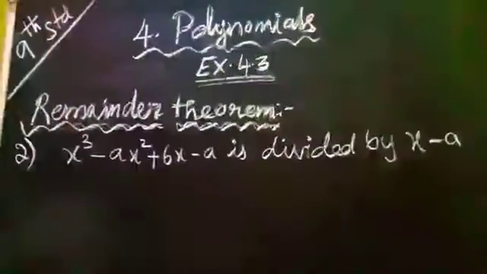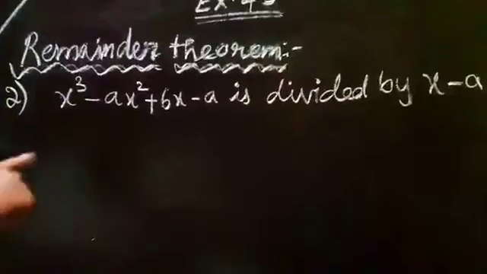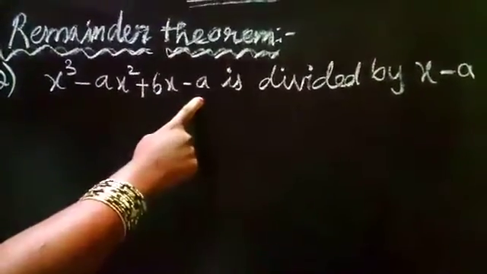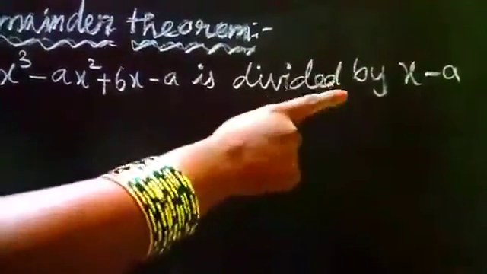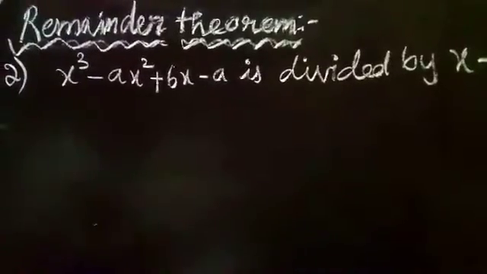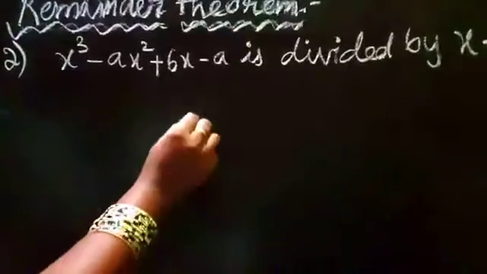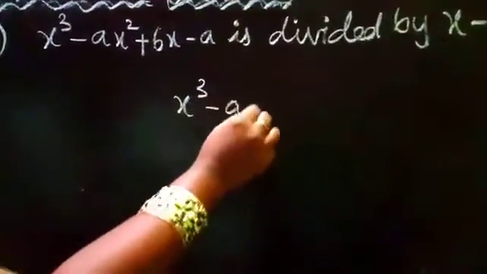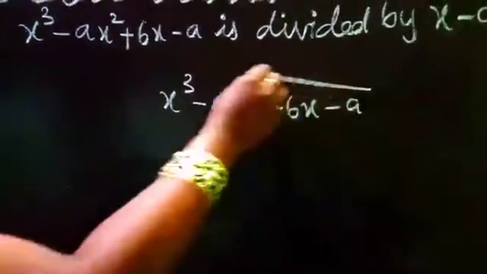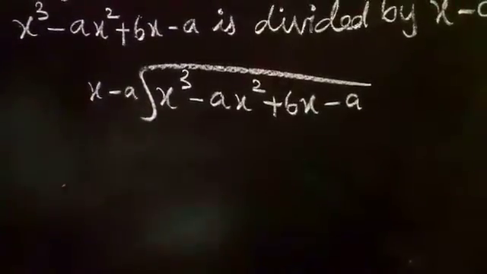Today's topic is polynomials. Exercise 4.3. Second question: x cube minus ax square plus 6x minus a is divided by x minus a. What is the remainder? So we have to find the remainder. We are going to use the long division method. So x cube minus ax square plus 6x minus a divided by x minus a. This is the long division method.